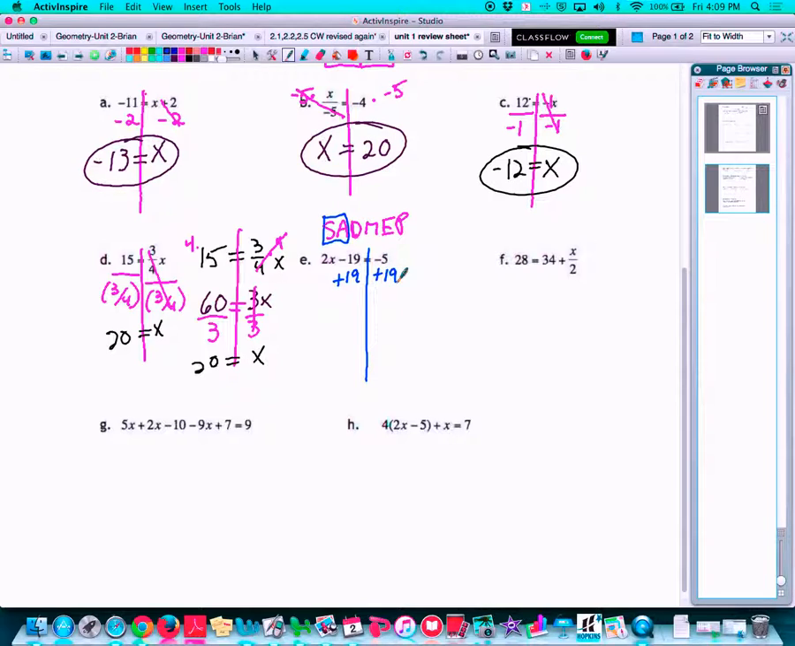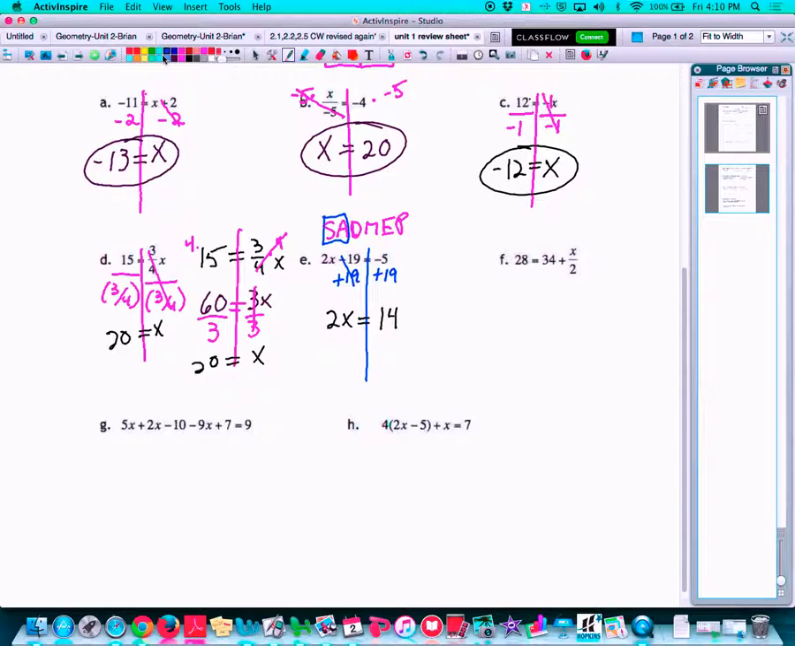Remember, you are undoing what is on the same side of the equation as x, working your way back to the x. So that cancels out the -19. Bring down what's left, which is 2x. -5 plus 19 is going to be positive 14.